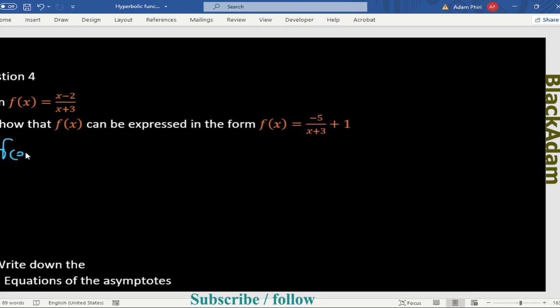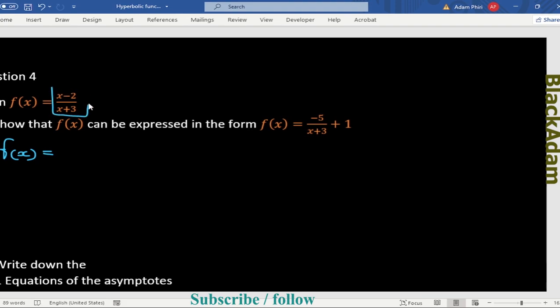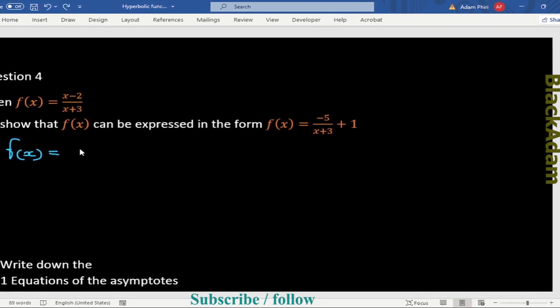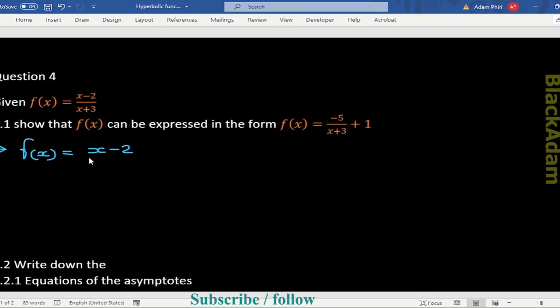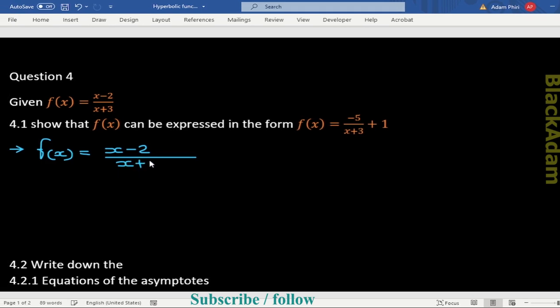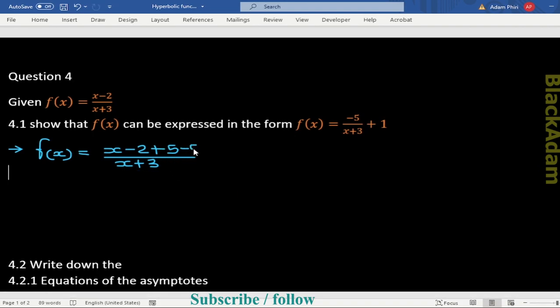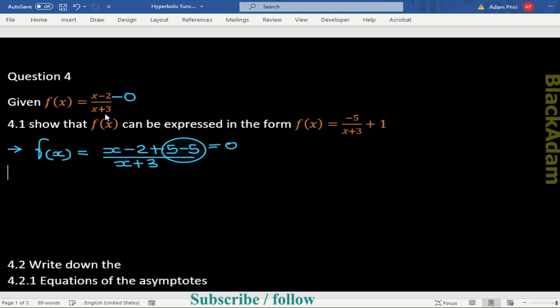So we have f of x equals x minus 2 over x plus 3. So we need to create x plus 3 on top. That means we have to add 5 and then subtract it, so that gives you 0. We're not changing anything. Plus 0 doesn't mean you're adding anything.